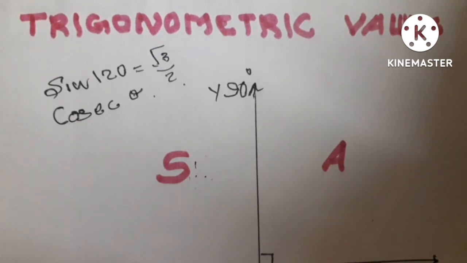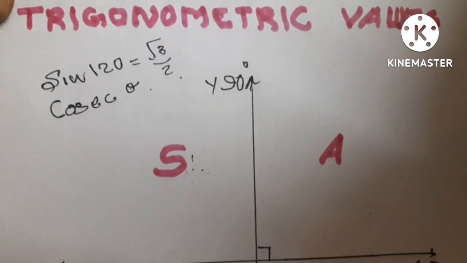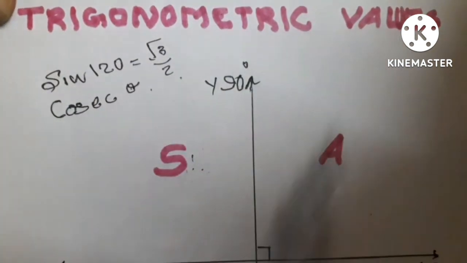So in this video, we will explain the trigonometric values. In my previous video, we discussed the values of sine theta, cos theta, tan theta, sine 30 degree, cos 30 degree, sine 60 degree. We discussed the shortcut methods to find the values. In this video we will explain whether the value will be positive or negative.